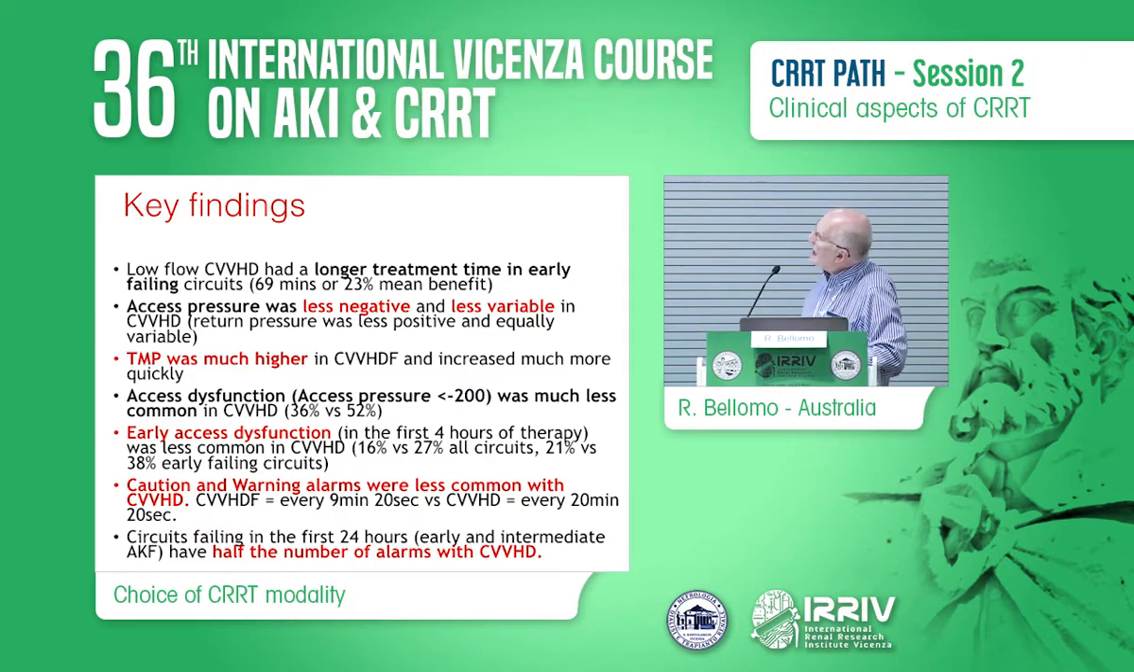As you would expect, the access pressure that you have to apply to the catheter is less negative and also has less variability in CVVHD. It doesn't swing as much. And of course, the return pressure is less positive. The transmembrane pressure is obviously much higher in CVVHDF because the blood flow is almost twice as much, and it shouldn't surprise you. Early access dysfunction appears to be less if you're doing CVVHD.